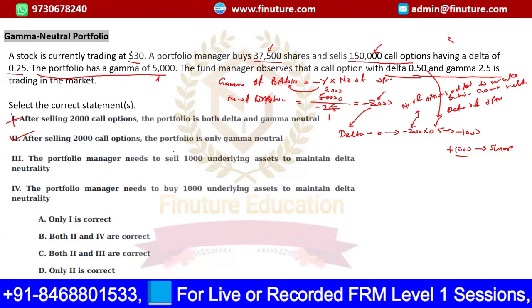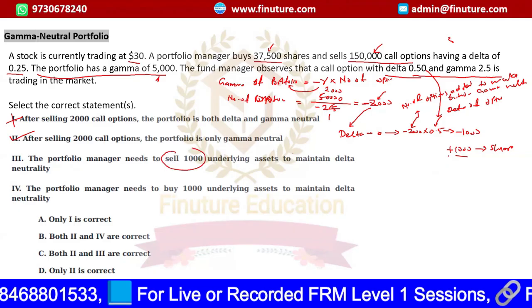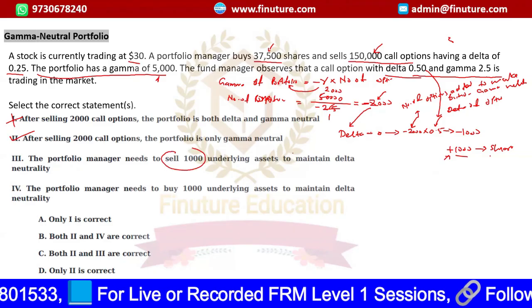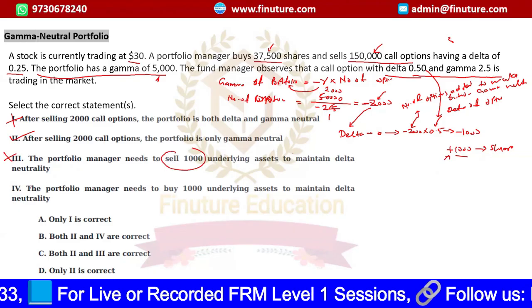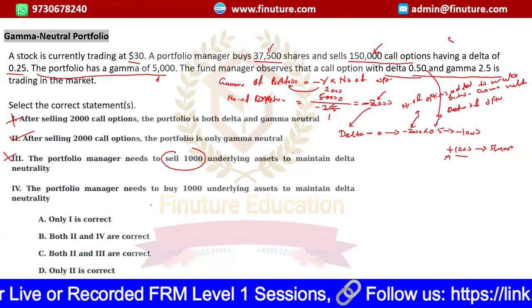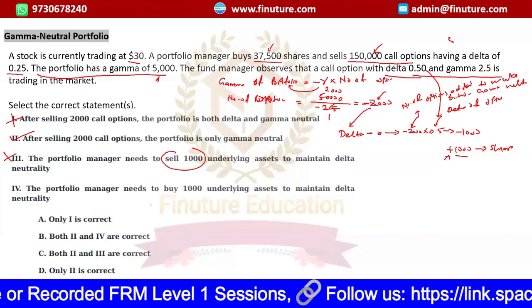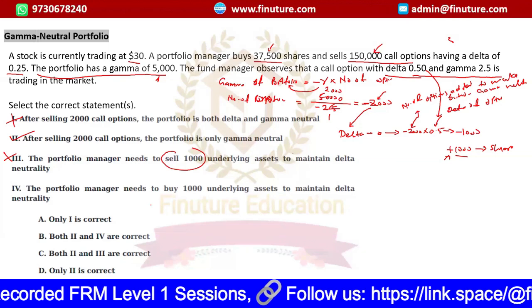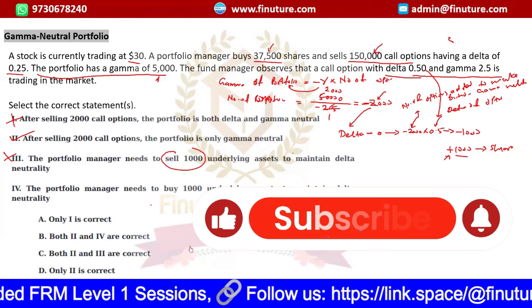The portfolio manager needs to sell 1,000 shares of the underlying to maintain delta neutrality. It says sell, but we had to purchase to make the portfolio delta neutral. This is again correct. That's where my confusion is. I think you need to explain better there. What is your confusion? Can you tell me exactly? On this topic there will be one question for sure.